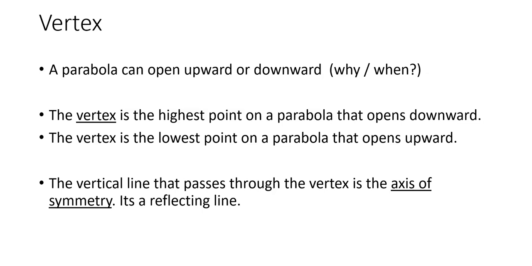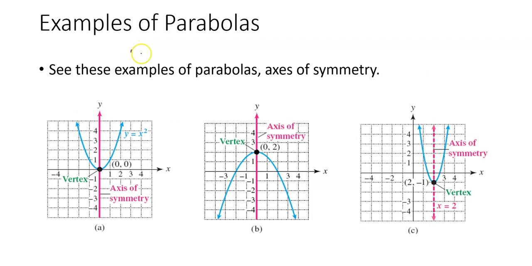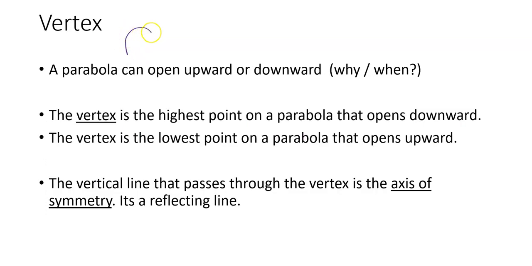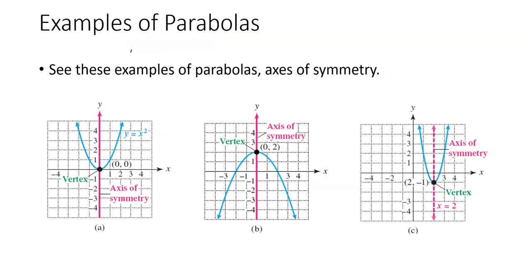And we'll get to see a couple of examples as we graph it. The vertex is the highest point if the parabola opens downward. So if the parabola opens downward, then the vertex is up on the top here. As we saw in the one we graphed before, if it opens upward, then it's the lowest point on the graph. And I talked about that vertical line that passes through the vertex is the axis of symmetry. So let's take a look at a couple of examples.